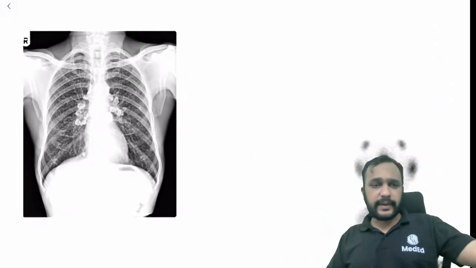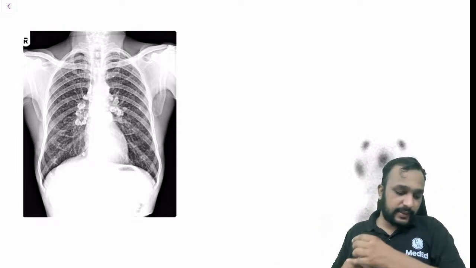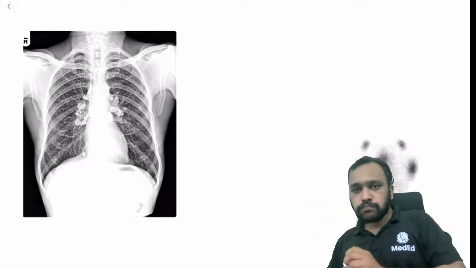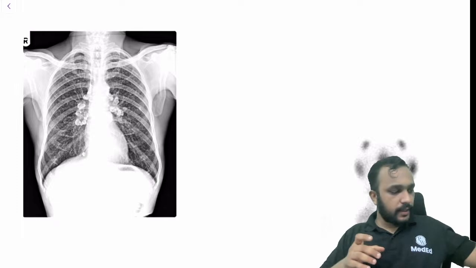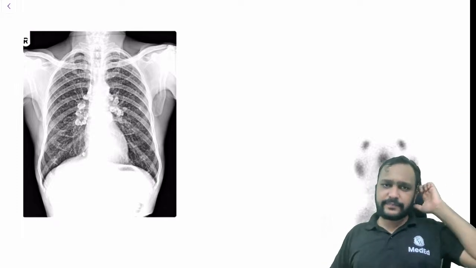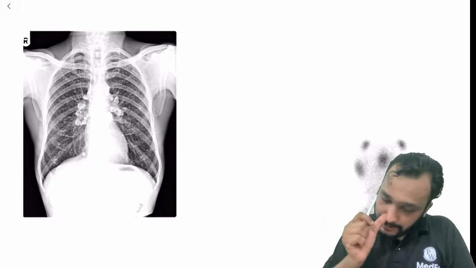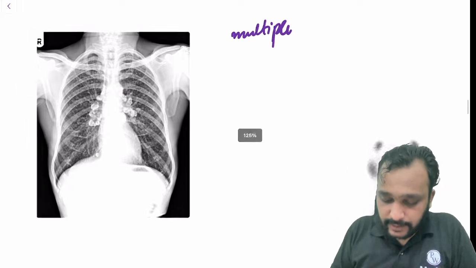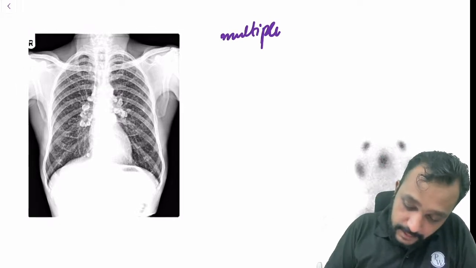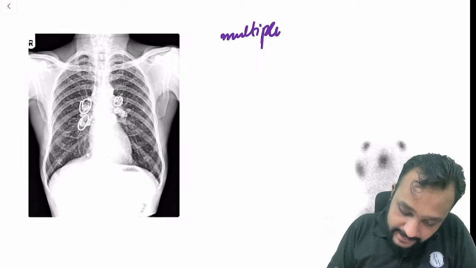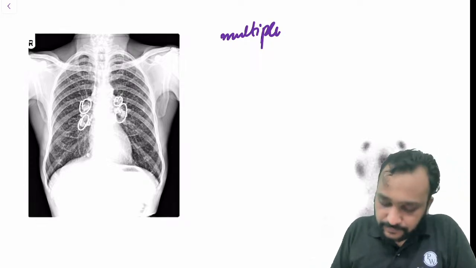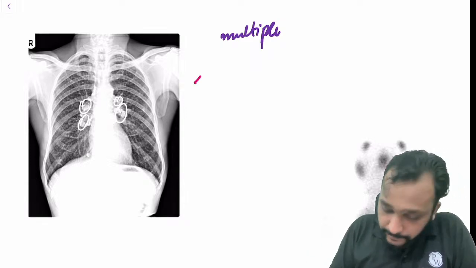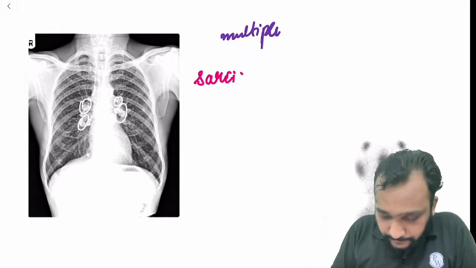So another very important X-ray, guys, that you guys should know is that, in this X-ray we can see that there are multiple calcified lymph nodes in bilateral hilum. Multiple calcific lymph nodes are seen in bilateral hilum, right? So this calcific hilar lymphadenopathy is seen in patients with sarcoidosis.